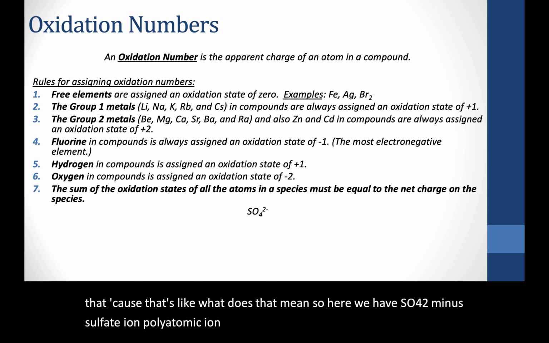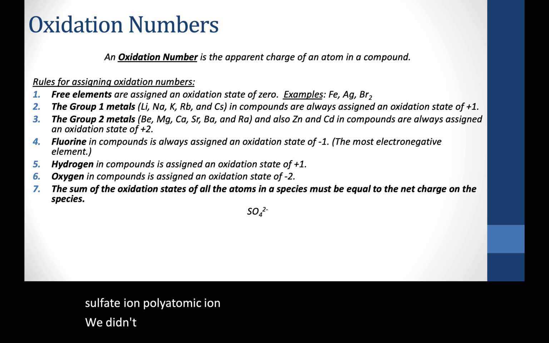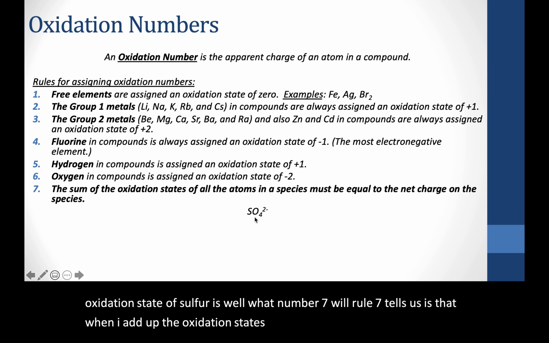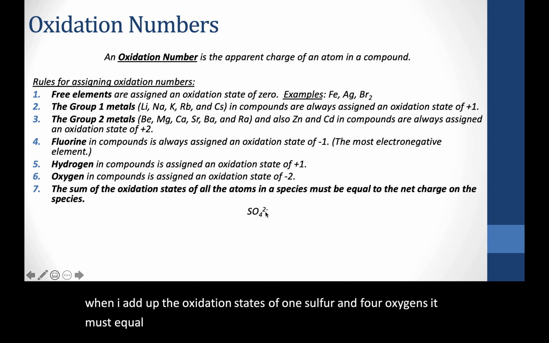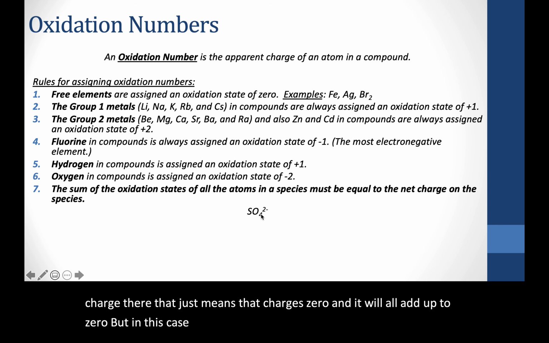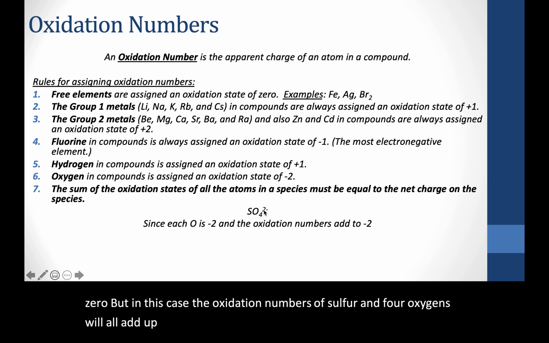Now, we didn't say anything about sulfur, right? So how do we know what the oxidation state of sulfur is? Well, what rule 7 tells us is that when I add up the oxidation states of 1 sulfur and 4 oxygens, it must equal the charge of 2 minus, okay? And sometimes there won't be a charge there. That just means the charge is 0, and it will all add up to 0. But in this case, the oxidation numbers of sulfur and 4 oxygens will all add up to 2 minus, okay?